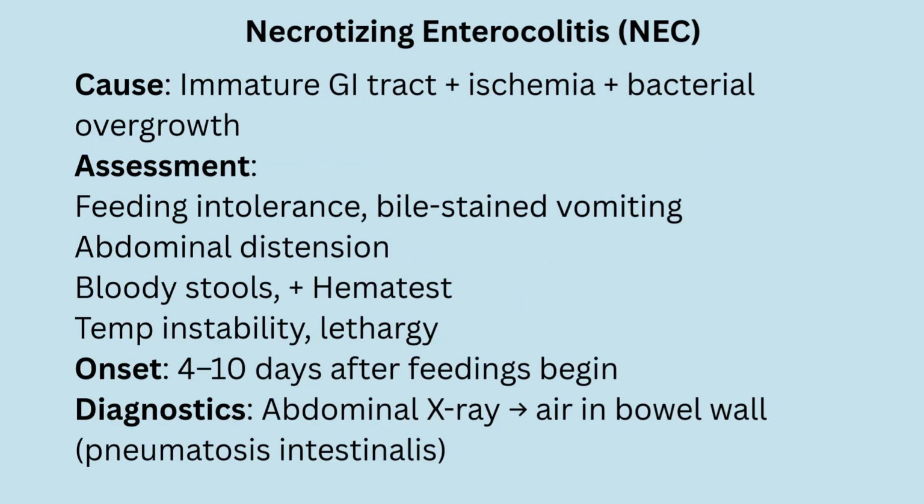Now let's review necrotizing enterocolitis, or NEC. This occurs when an immature gut experiences ischemia and bacterial overgrowth, leading to necrosis. Signs include feeding intolerance, bile-stained vomiting, abdominal distension, bloody stools, temperature instability, and lethargy. It typically develops 4 to 10 days after feedings are initiated. The hallmark diagnostic sign is an abdominal X-ray showing air in the bowel wall.